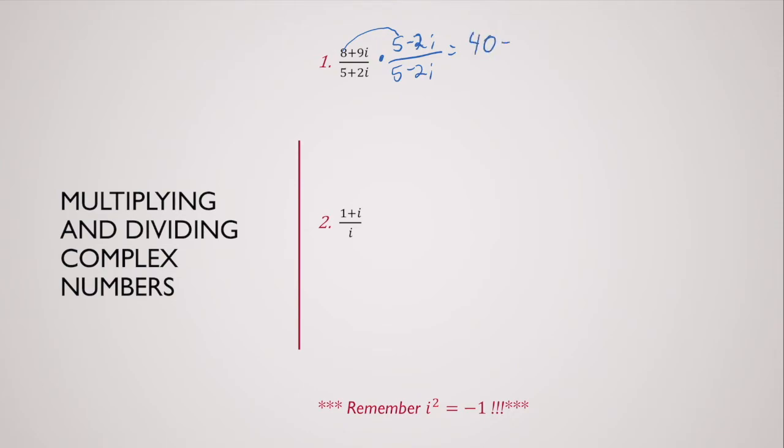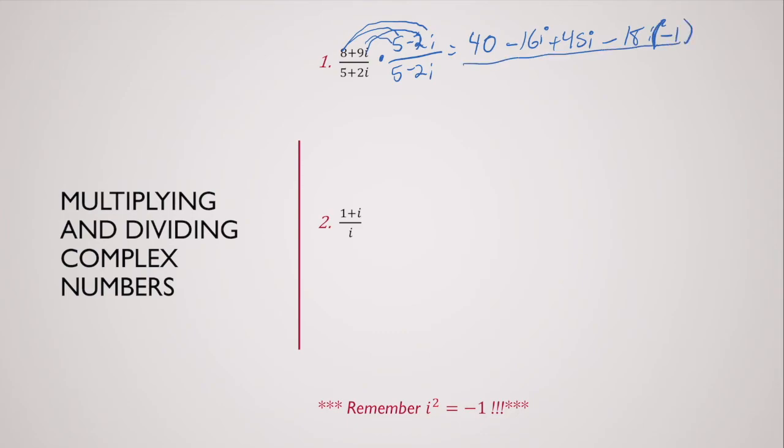That gives me 40 plus 8 times negative 2i, that's a minus 16i. 9i times 5 is a plus 45i. 9i times negative 2i is a negative 18i squared. I'm just going to go ahead and write that as times negative 1.